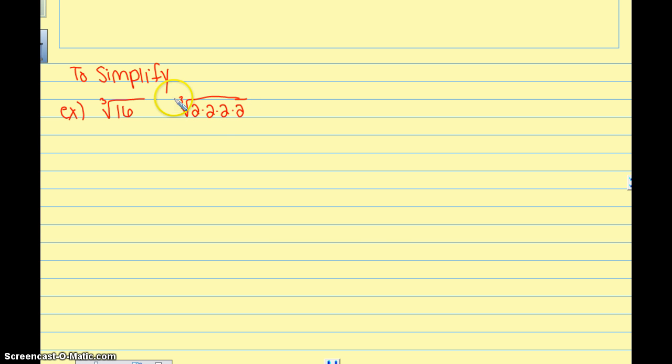So this index tells me this is how many I need in a group in order to take it out. So I actually need 3 2's to take out a 2. Well, here's 3 2's. So that means I can take this out as a 2, but then I'm left with still a 2 on the inside.